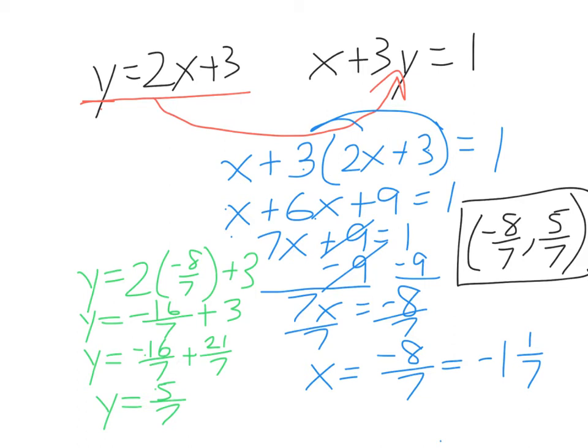Now I made that problem up, which is why it didn't come out nicely, but I'm going to give you some nice ones to try here and see how well you do with it. So let's do another one, and we're going to do this one together so we can see what happens. y equals 2x plus 5 and 3y minus x equals 20.